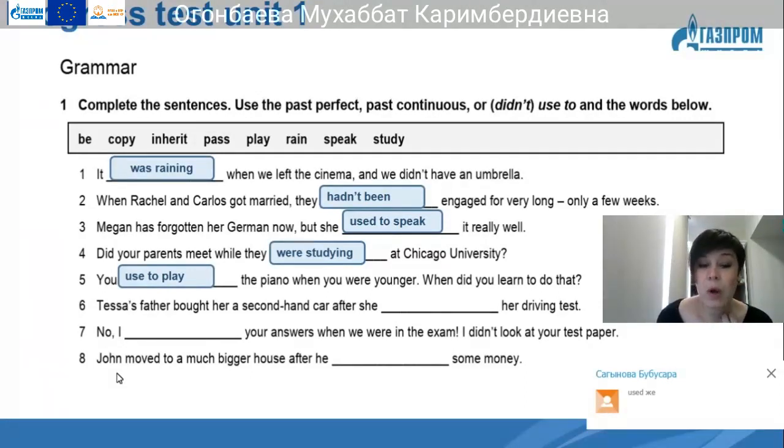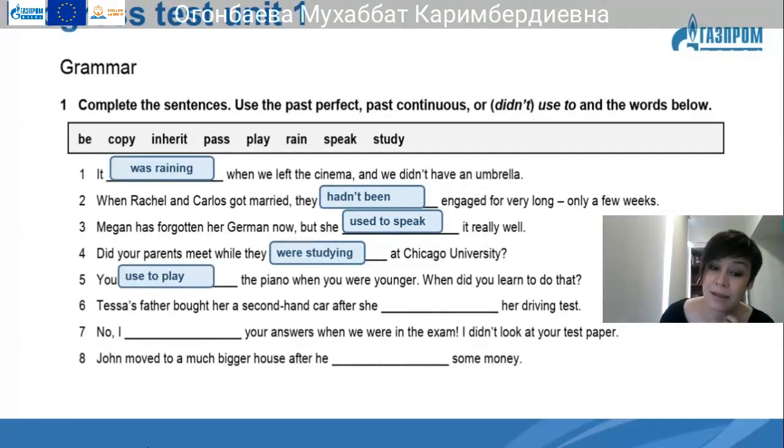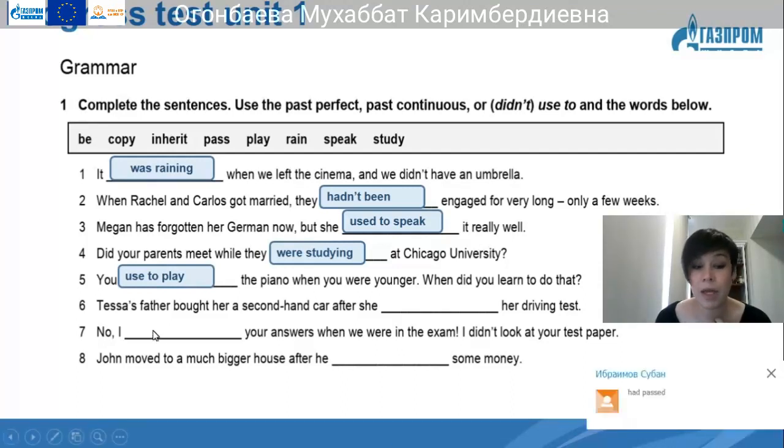Tessa's father bought her a second-hand car after her driving license. Has bought. It's S apostrophe. Yes, Nikita. Now it's good.